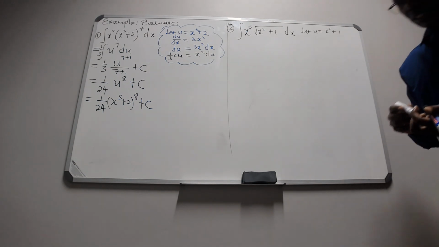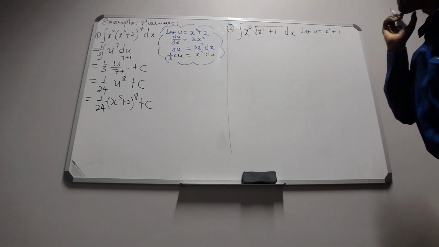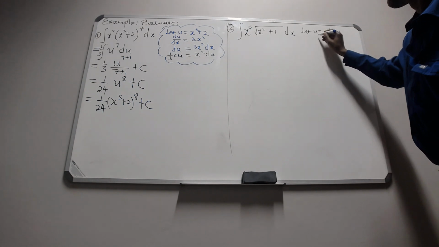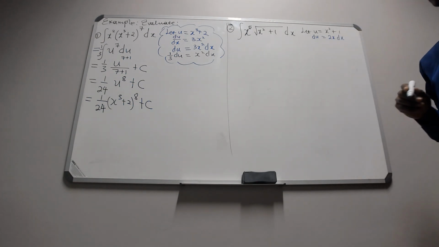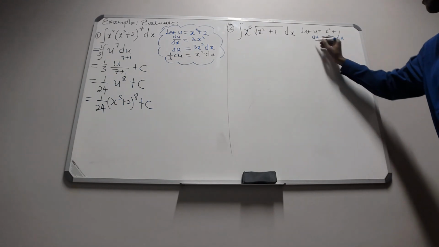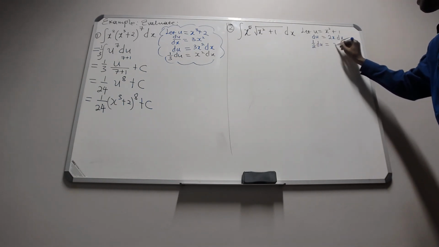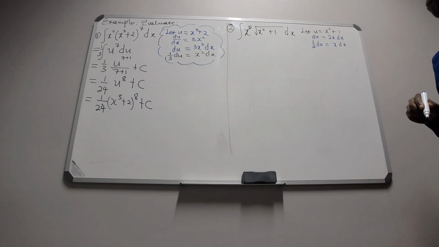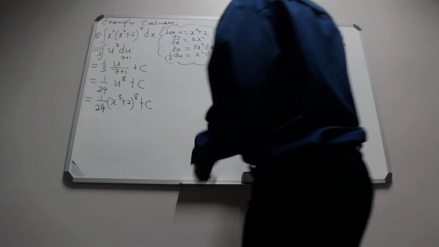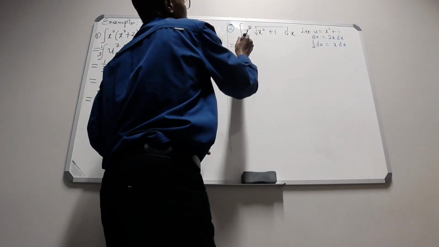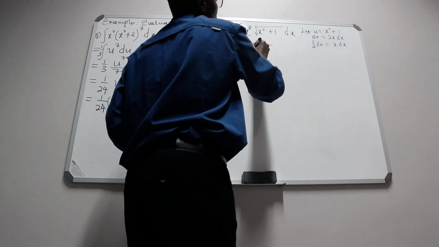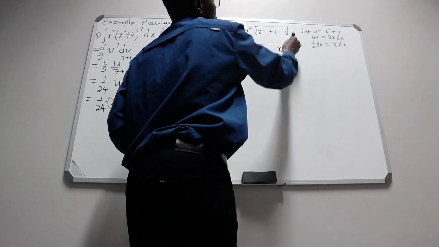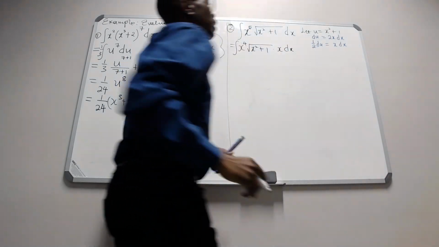So if u is x squared plus 1, what do we have? We have du dx equal to 2x. And write it like this: 1 over 2 du equal to x dx. But here we've got x to the exponent of 5. So observe that it can be written as the integral of the square root of x squared plus 1 times x dx, with the remaining powers of x.